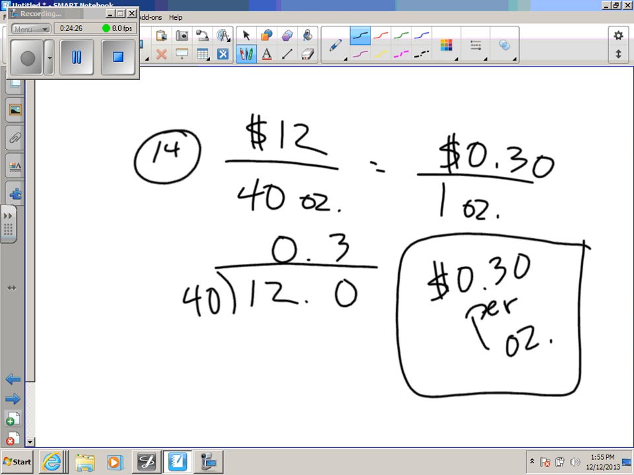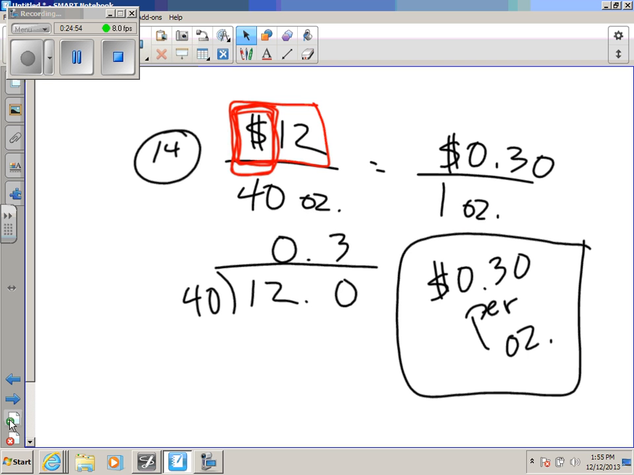Notice a pattern with numbers 13 through 18. Which value has been going on top? Which value has been going on top? The money. The price. So make sure to put that on top. Okay? So 1 through 18, worksheet 6-2.